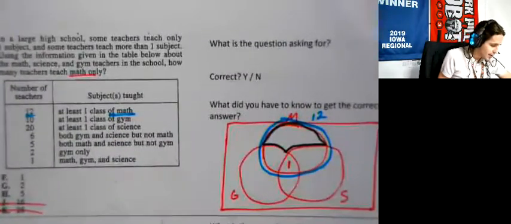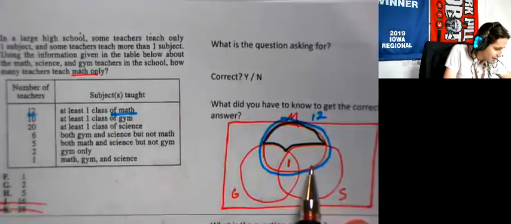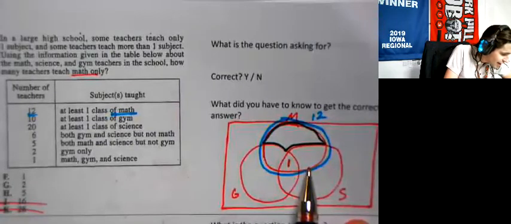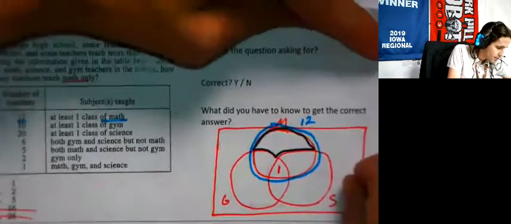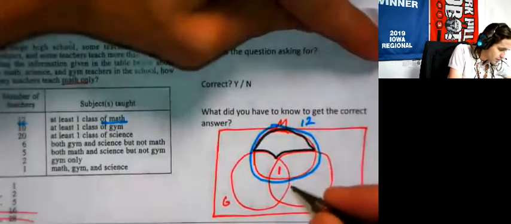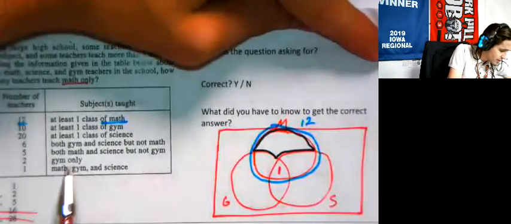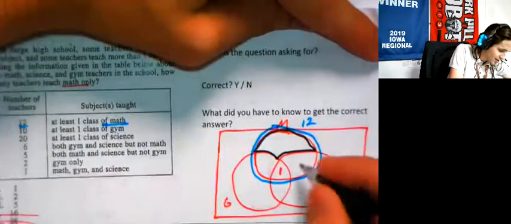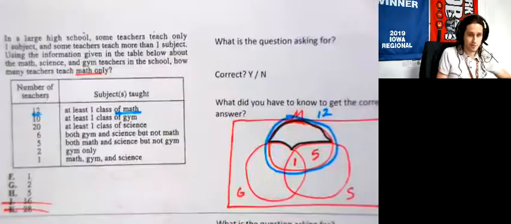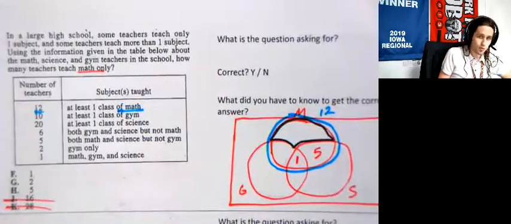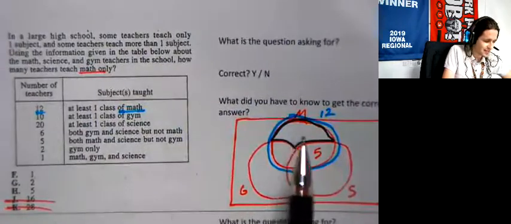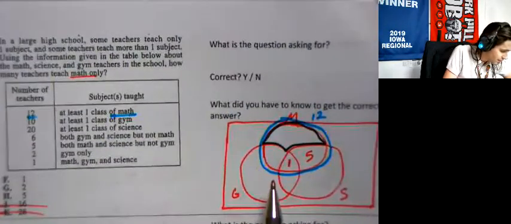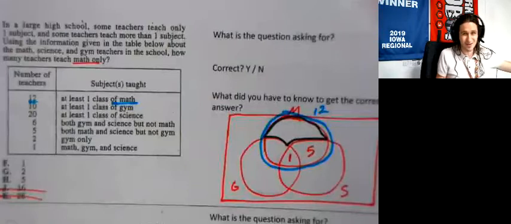What else do I know? Do I know science and math? Science and math, but not gym. That's going to be 5 right there. What don't we know? Well, so it's got to be less than 6. What about gym? I've got a total of, this is a long problem.